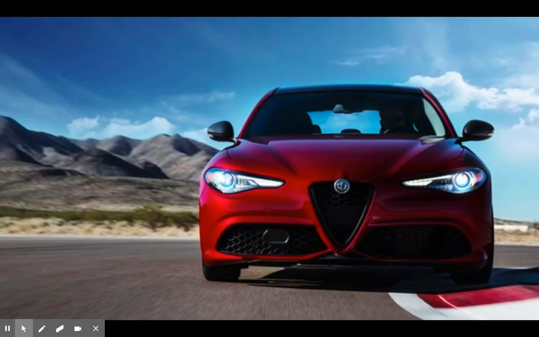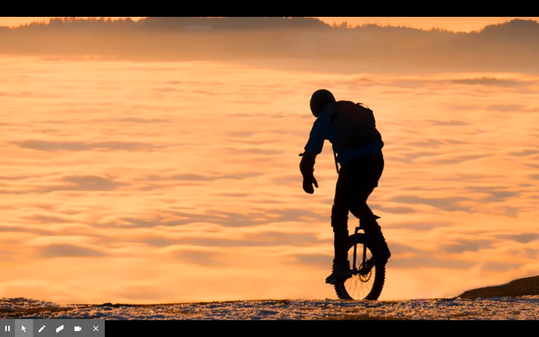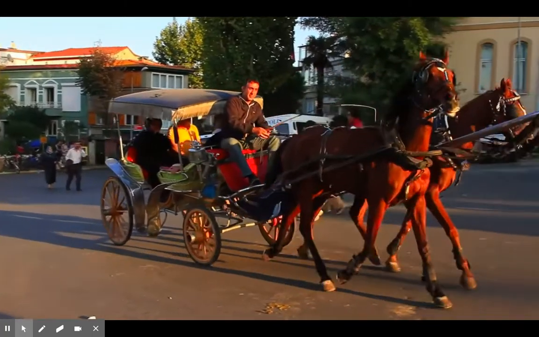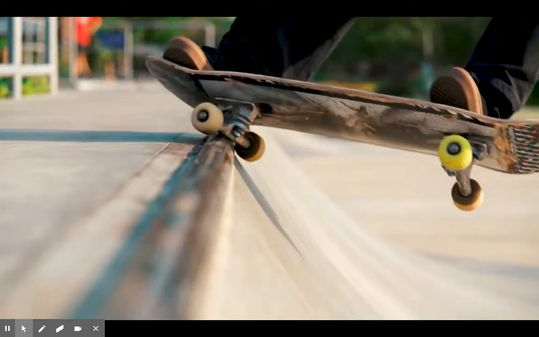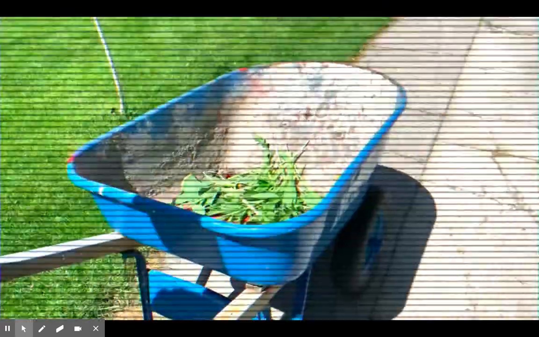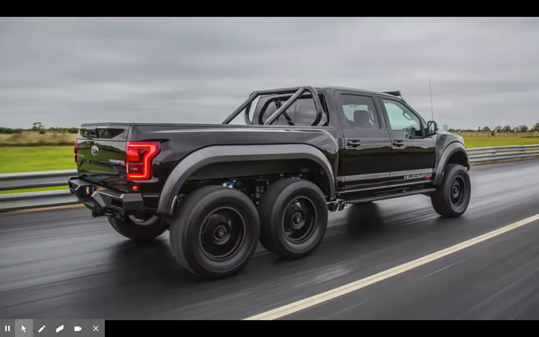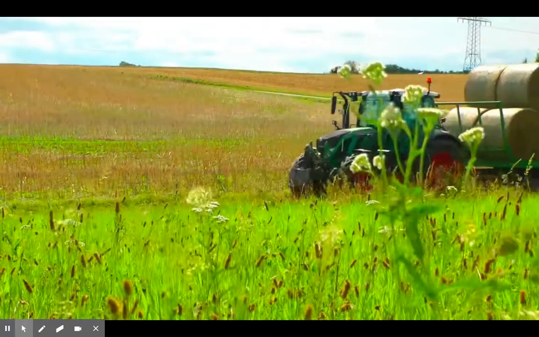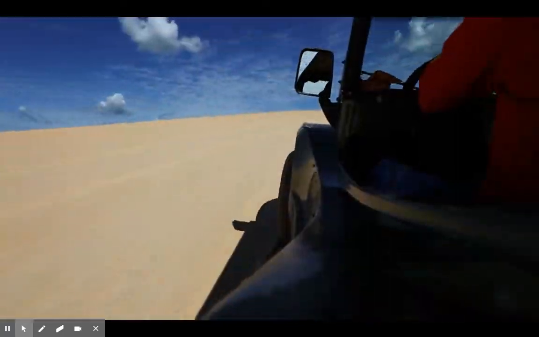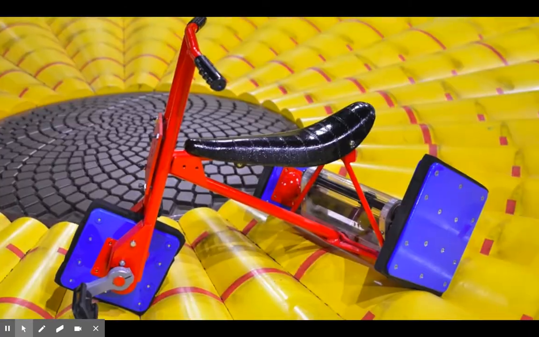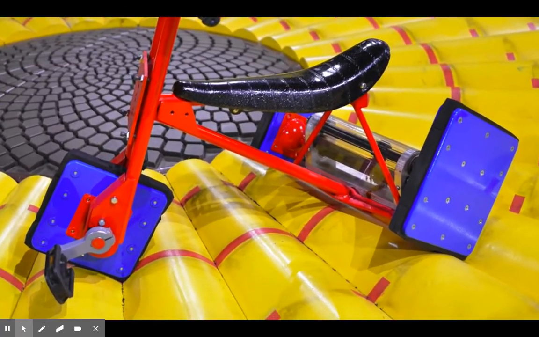Planes, trains, automobiles, bicycles, unicycles, wagons, horse carts, pickup trucks, hand trucks, wheelbarrows, skates and scooters. Wait, whoa, back up. Is that a 6-wheeled truck? Whoa! The wheel and axle have made the work we do easier and recreation more fun. I mean, how fun would a bike be with square wheels?